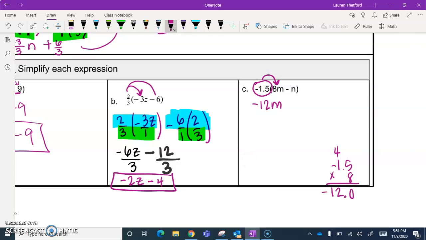And so then we're going to take -1.5 times -1n. So negative times a negative is positive. And then 1 times anything is that thing that it's being multiplied by. So 1.5, and we keep our n. We can't combine an n with an m, so this is my answer.